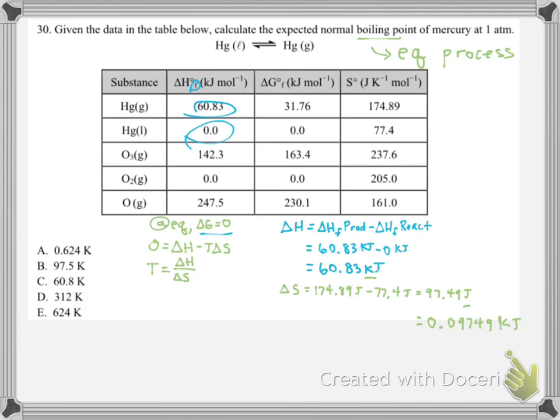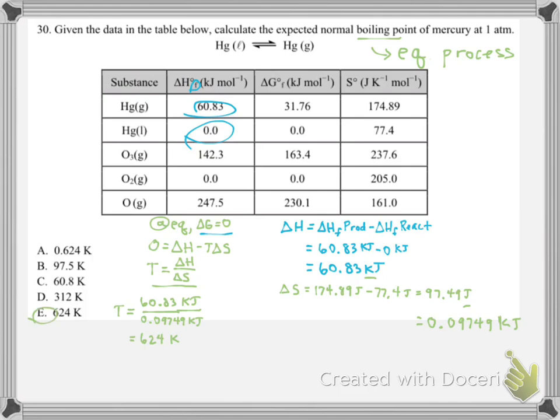Okay, so now we can take those values and plug them into this rearranged delta G equation. Say that temperature is going to be equal to our 60.83 kilojoules divided by the 0.09749 kilojoules. And that is equal to 624 Kelvin, which is E.